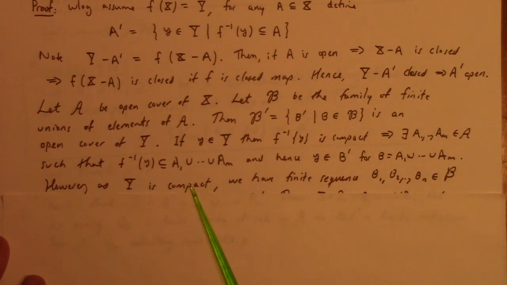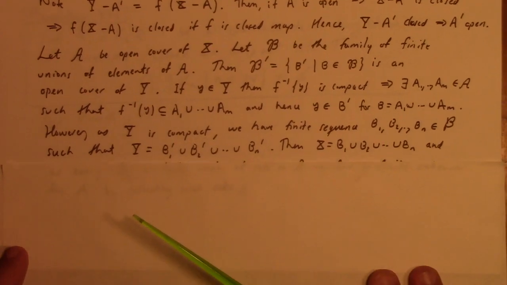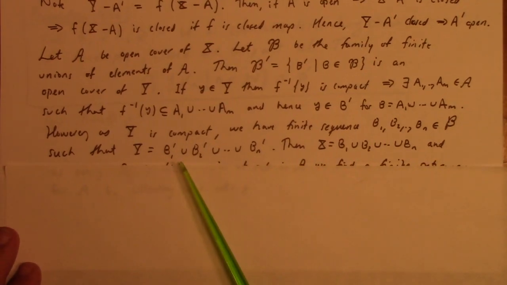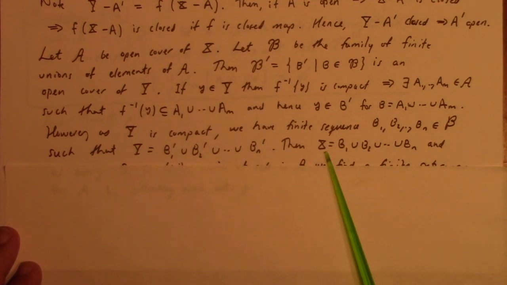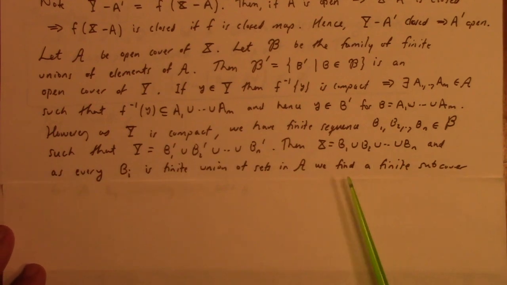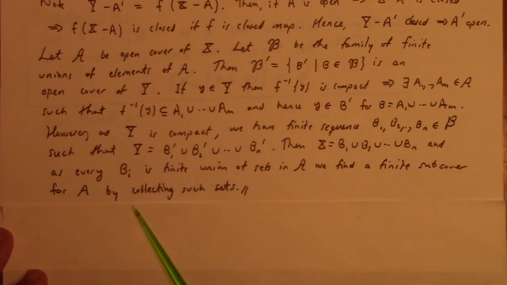However, as Y is compact, we have a finite sequence b1 through bn in B, such that Y is the union of these b1 prime, b2 prime, through bn prime, and X is then the union of the corresponding b1 through bn. And as every b sub i is a finite union of sets in A, we find a finite subcover for A by collecting such sets.